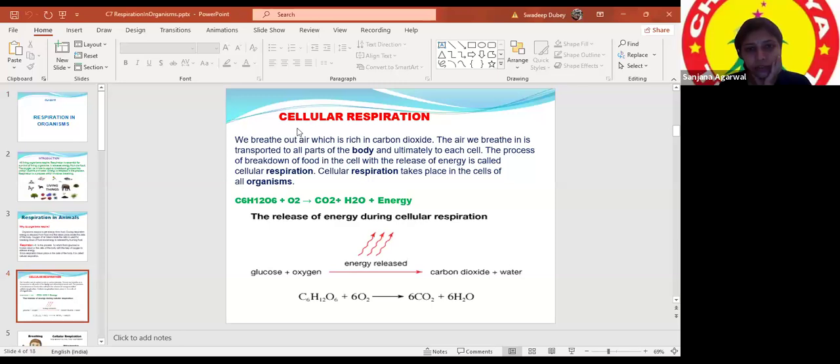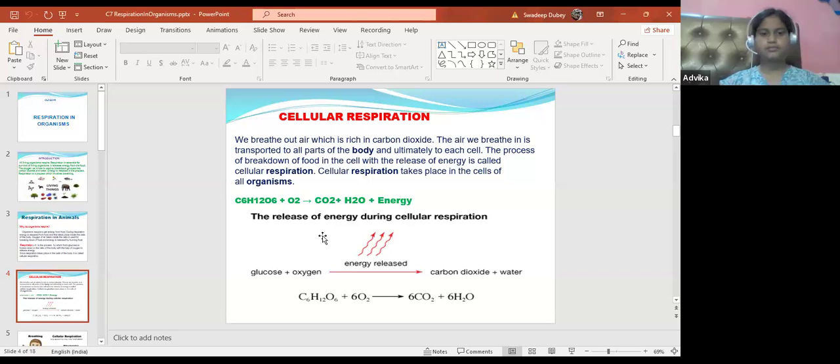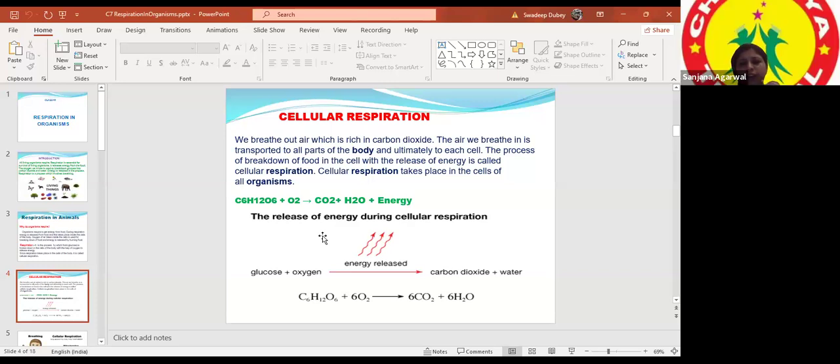I think we wrote this yesterday, cellular respiration, along with the equation. Children, please confirm if we wrote this yesterday. No, ma'am. We are only done with respiration in animals. That slide on the whiteboard, I explained the cellular respiration, I guess. Okay, if anyone has missed, I remember we did that. If anyone has missed, please note it down quickly.